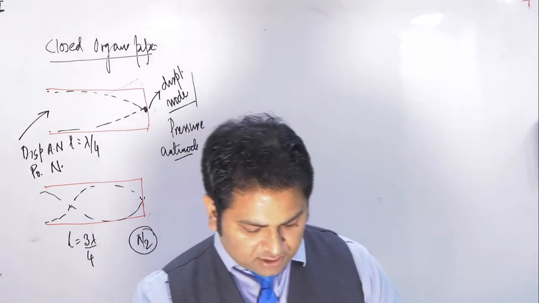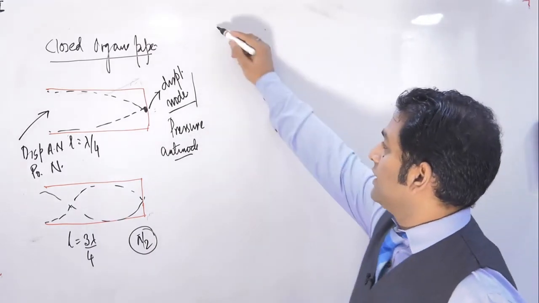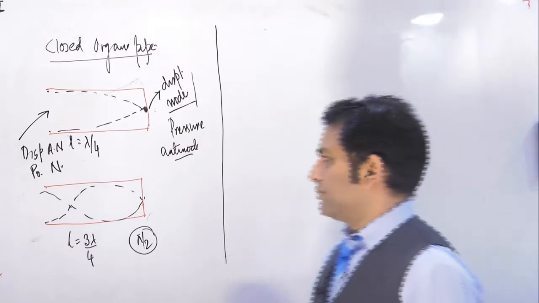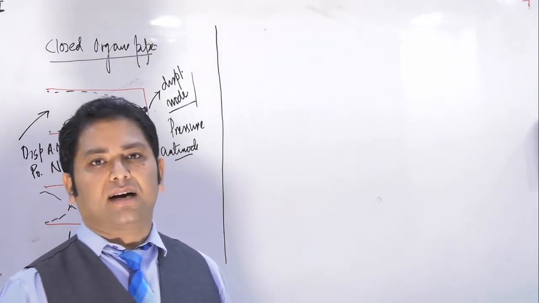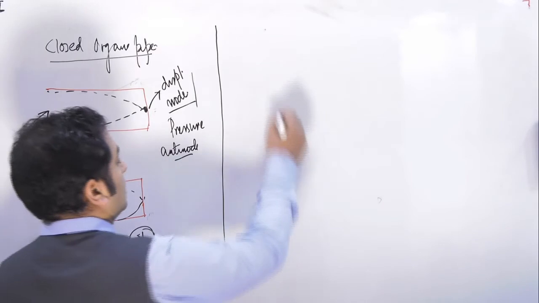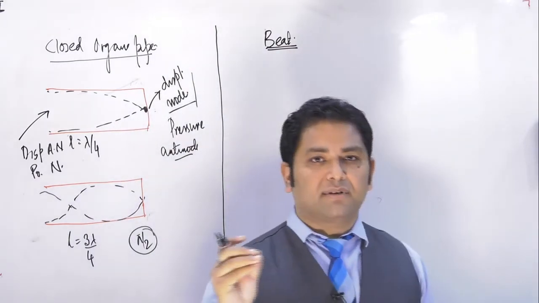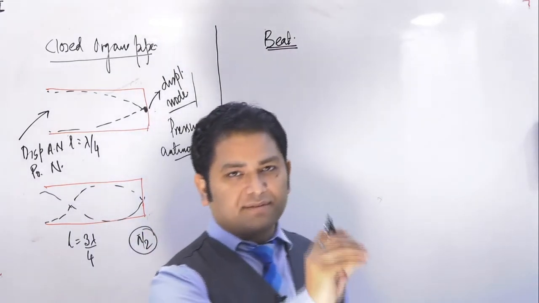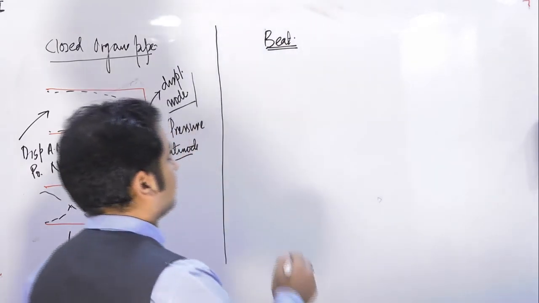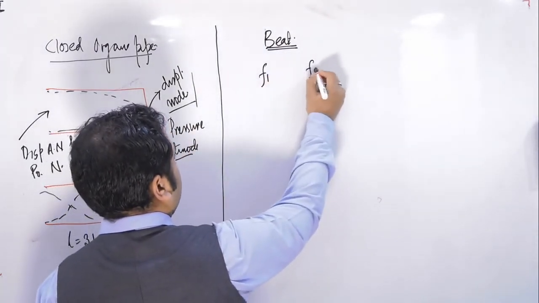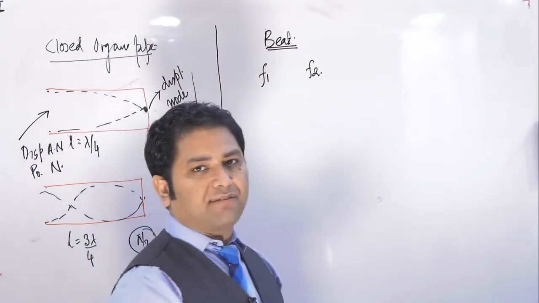All right, now let's talk about the pattern of beats and try to understand it. Beats are formed when two waves of slightly different frequencies are added. So beat formation happens whenever two waves play simultaneously and differ in frequency slightly. If one has a frequency f1 and the other has a frequency f2, let me list the values. We will not go into the derivation.